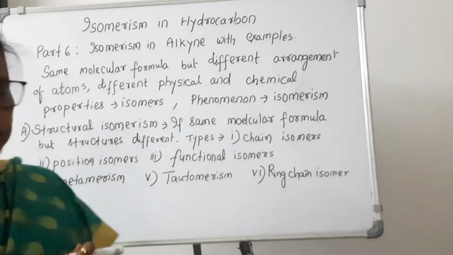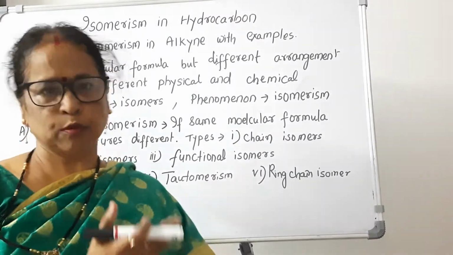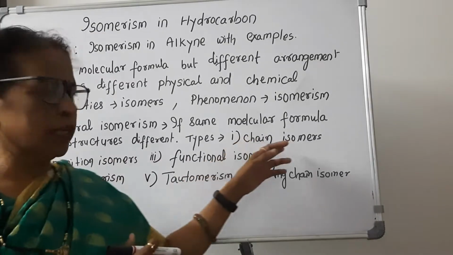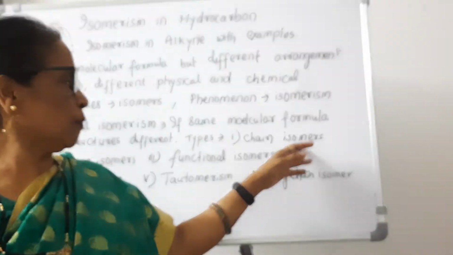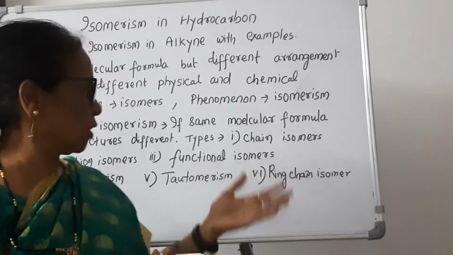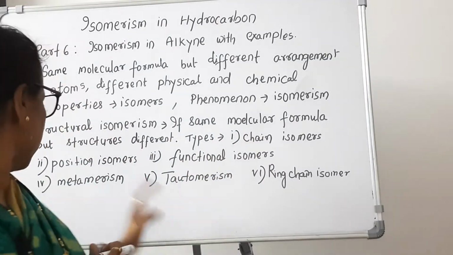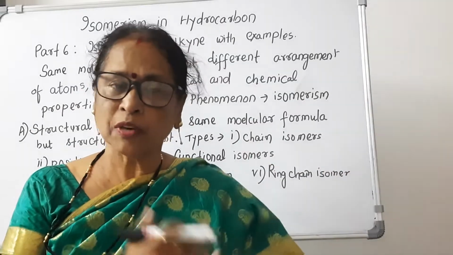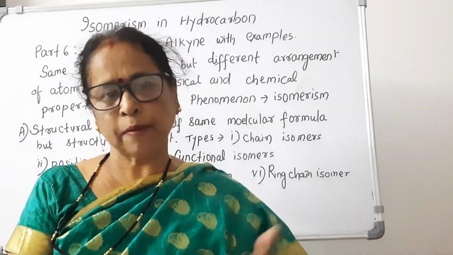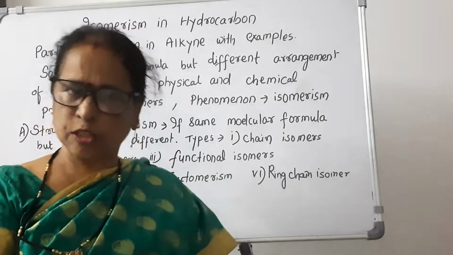You can say chain isomerism, position isomerism, functional isomerism, then metamerism, tautomerism, and ring chain isomerism. If the compounds are different, they are isomers, and the phenomenon is isomerism. I have already explained this in part 1 up to part 5, but again I want to explain it shortly.